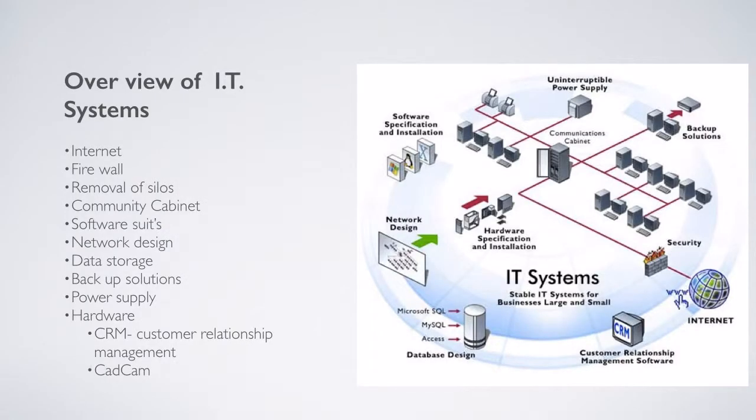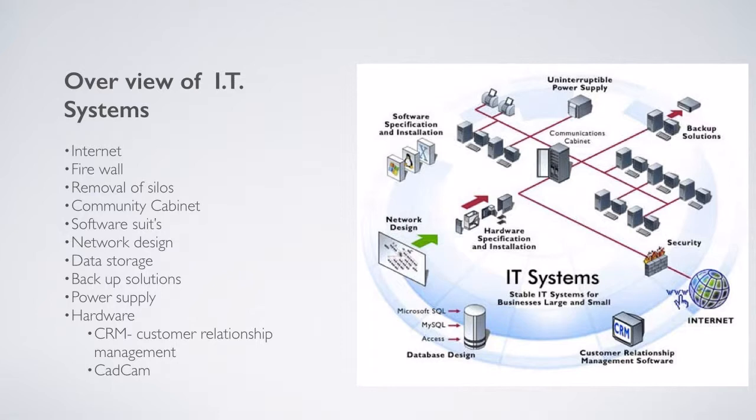So an overview of IT systems. You've got the internet, then the firewall, the reduction of silos, the communications cabinet, the software units, the network design, the data storage, backup solutions, the power supply, and then you've got the hardware, which is the customer relationship management tool. Here it's the software system, and the CAD/CAM system as well.